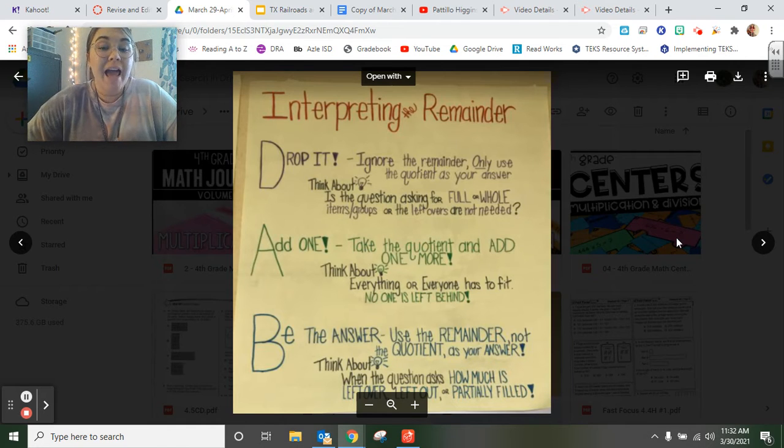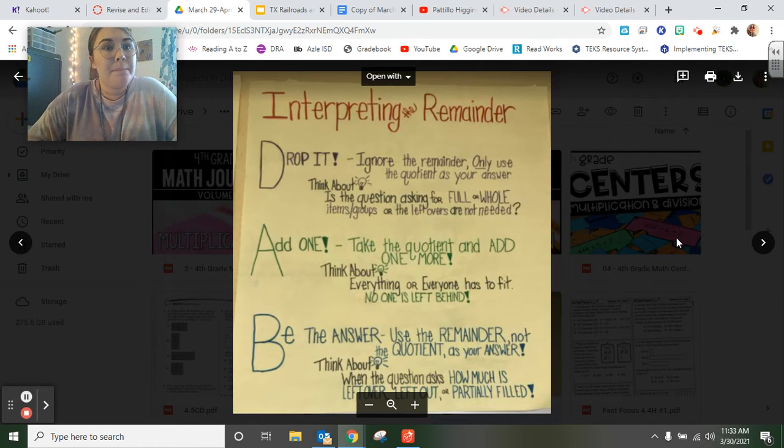Then you might have to add one. Take the quotient, add one more. Is it that everything or everyone has to fit? So if we're going to the zoo and there are 20 people going to the zoo and the car can only fit 3 people in it, how many cars are we going to need? Well, we are going to need 7 cars. If we had 6 cars, only 18 people would be able to go.